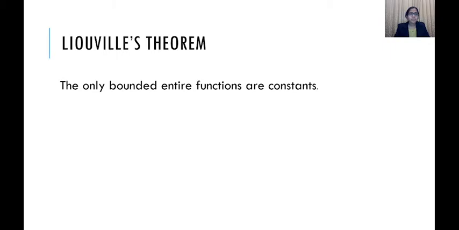The theorem is a simple theorem. It states that the only bounded entire functions are constants. That is, if we have any function which is bounded and entire, if we have any function satisfying these two conditions, then that function has to be a constant. We'll see how we can prove this theorem, but before proving it, we shall be discussing an inequality which will lead to the proof of this theorem.